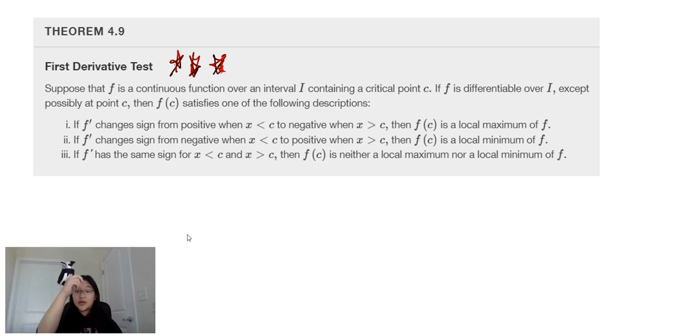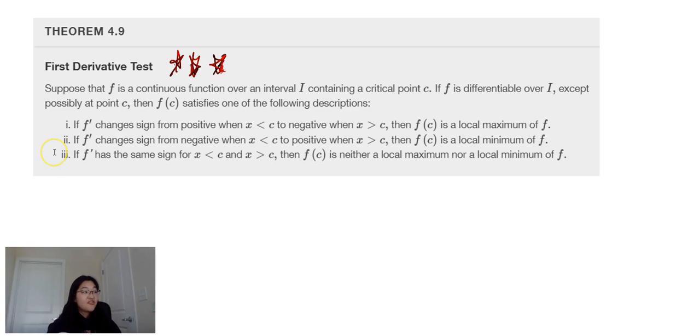And the motion here is going up, and then we have something, either an undefined derivative or a 0 derivative, and then it changes to negative, so it's decreasing on the way out. Then we have a local maximum. If f prime changes sign from negative, so decreasing, when x is less than c, to positive, increasing, when x is greater than c, then f of c is a local minimum of f. It's decreasing to increasing, that change gives us a minimum.